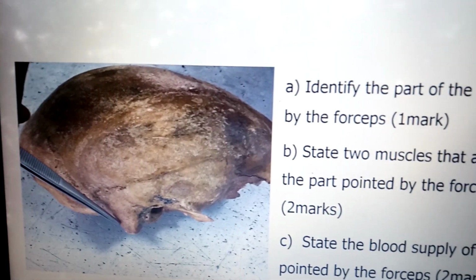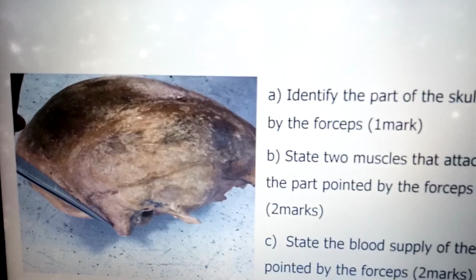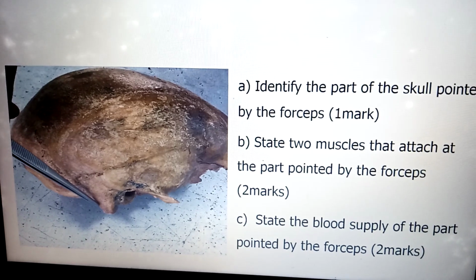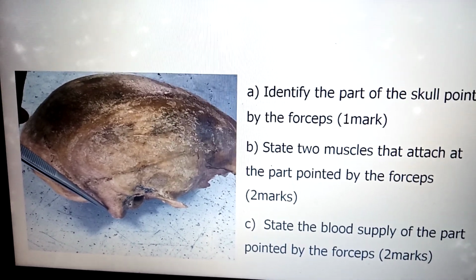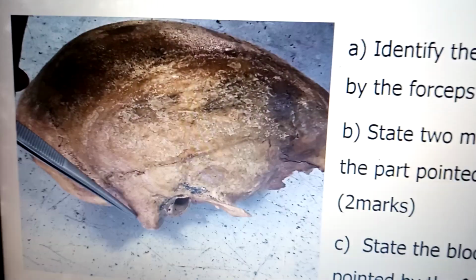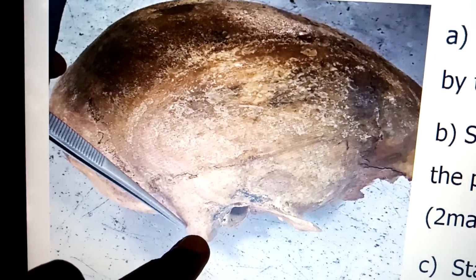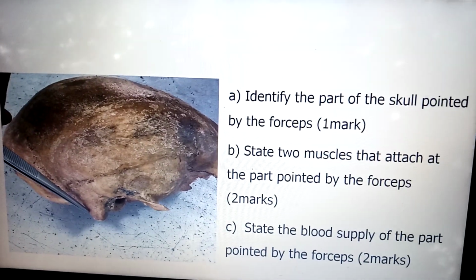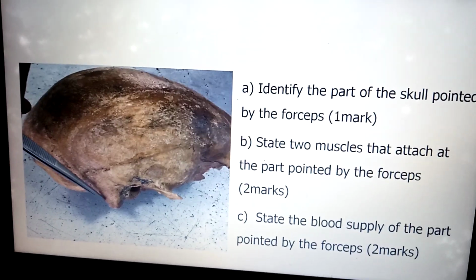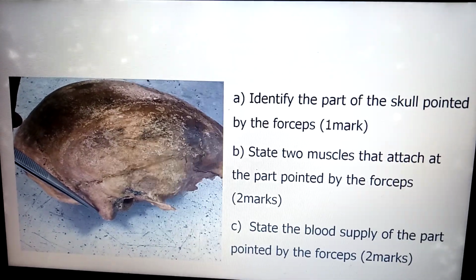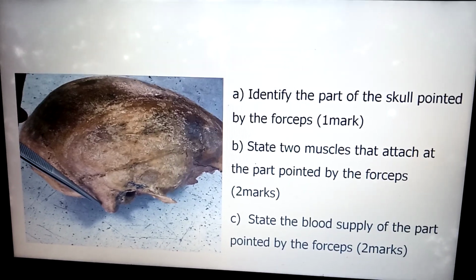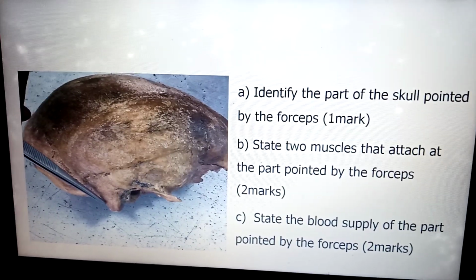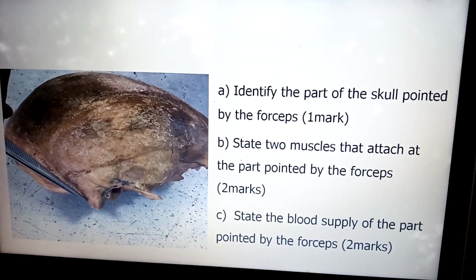So here you can be able to see a picture of the cranium. So if the mandible was there, we'd call it the skull. So the skull is the cranium plus the mandible. Now here what you have is the cranium, and the forceps is pointing towards the mastoid process. Now the mastoid process basically will have two muscles that attach to it primarily. We'll have the sternocleidomastoid and the longissimus capitis. So the cranial end of the longissimus capitis will attach there. The blood supply will be by the occipital artery and the posterior auricular artery.